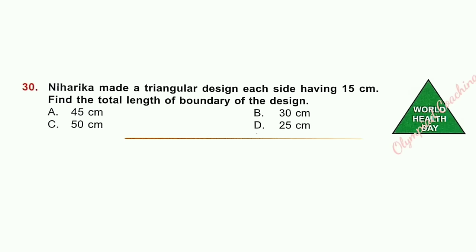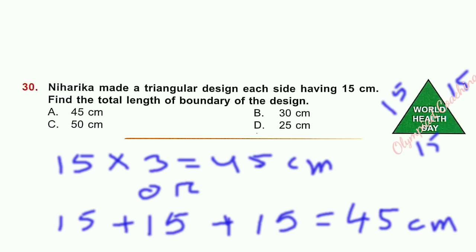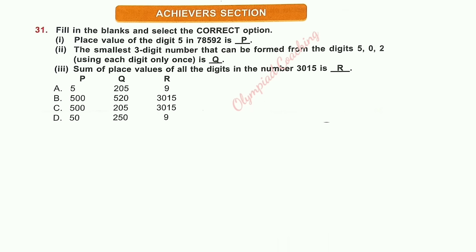Question number 30. Niharika made a triangular design, each side having 15 cm. Find the total length of the boundary of the design. This is a very simple question. A triangle has three sides. Here, the length of each side equals 15 cm. So the length of all three sides equals 15 into 3 equals 45 cm. Option A is correct.